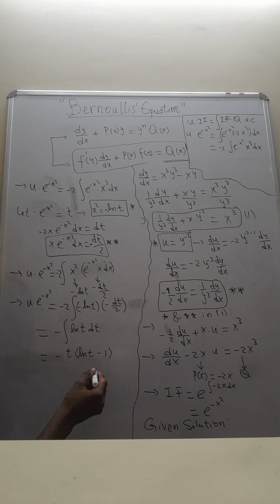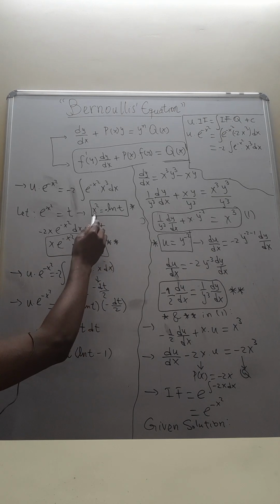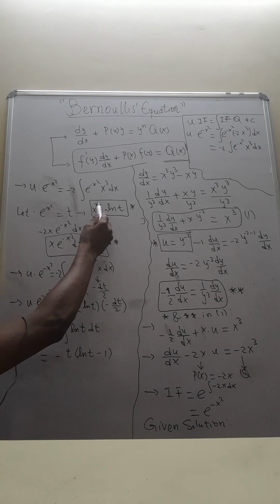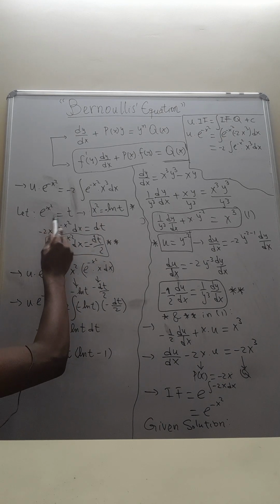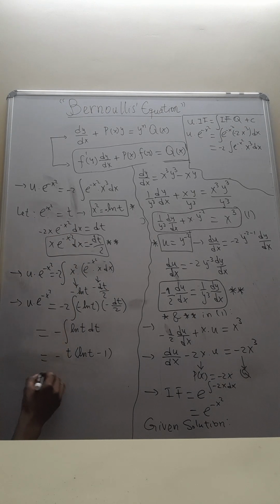What is t? Just go back there. Ln of t is minus x squared. It means that ln of t will be minus x squared, and t will be what? t will be Euler raised to minus x squared. So just substitute: minus Euler raised to minus x squared. What is ln of t? Minus x squared minus 1.